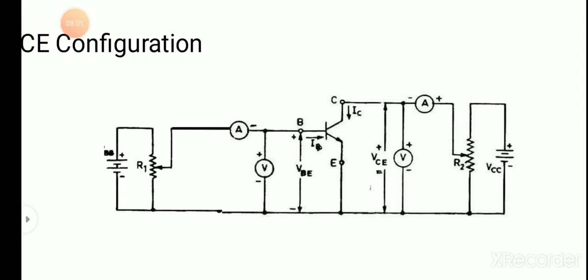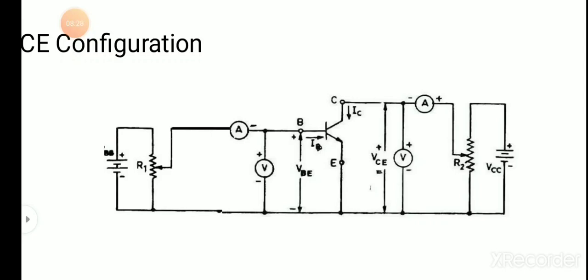The voltage drop between the base and emitter is VBE, measured in volts with the voltmeter. You already know that the emitter-base junction should always be forward biased and the collector-base junction should be reverse biased. In such a way we need to apply the voltages.